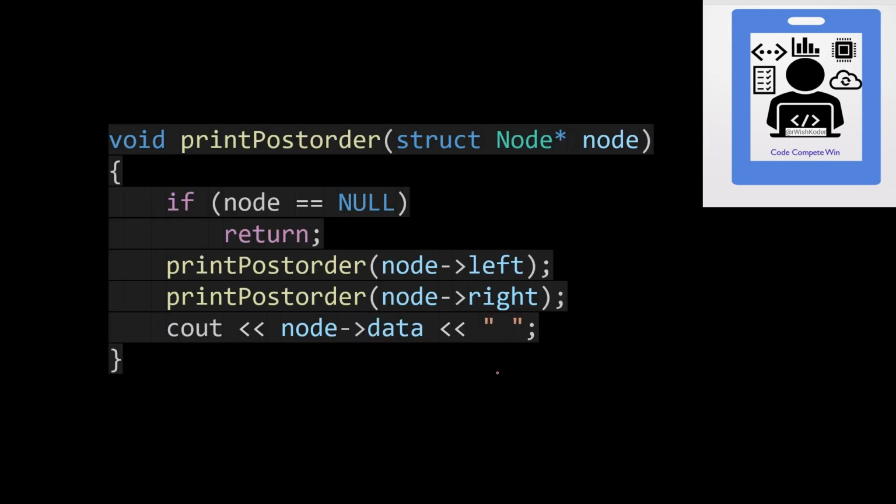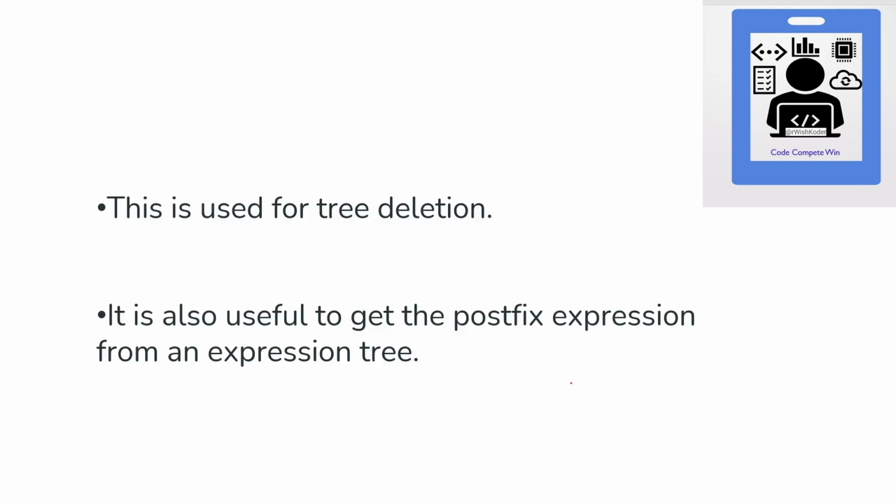Here is the code for post-order traversal. It's the same base condition. If the node is null, then return, and if it is not, then visit the left subtree and then the right subtree and then print the data at the node. Post-order traversal is used at the time of deletion of a tree or to find the postfix expression from an expression tree.